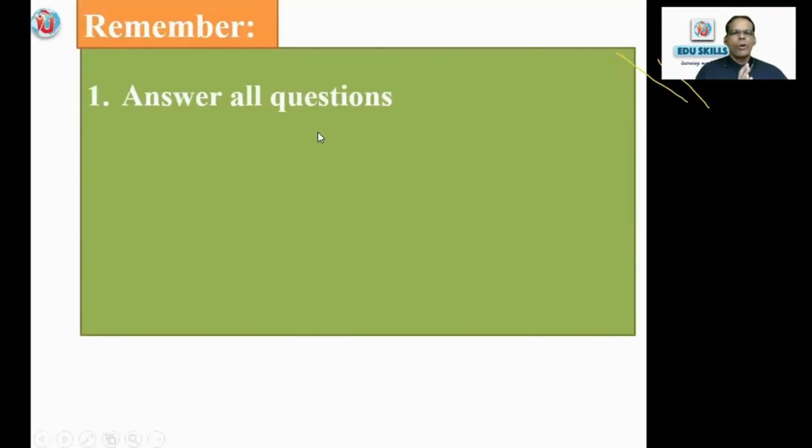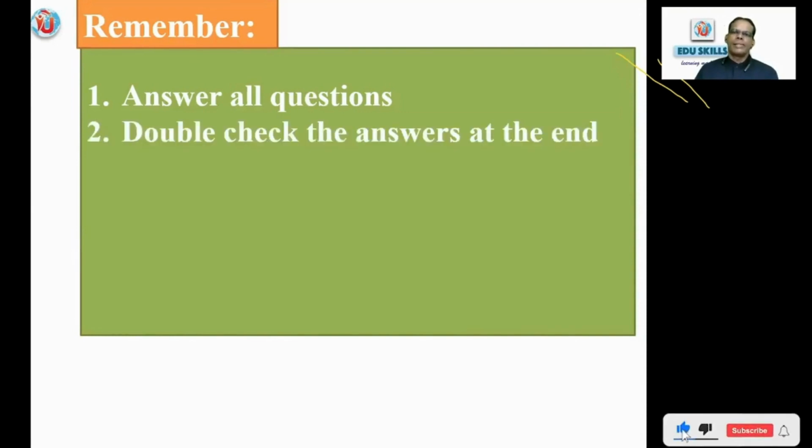Remember, answer all the questions. Now, OET has no negative marks. That is the easiest exam, I tell you, without negative marks. Today, almost all the competitive exams, benchmark exams have negative marks. If you make a mistake, you will lose some of the marks you gain. But here, there are no negative marks. So only by answering all the questions do you have a chance to get some more score. So never, ever leave out any answer. Double check the answers at the end.